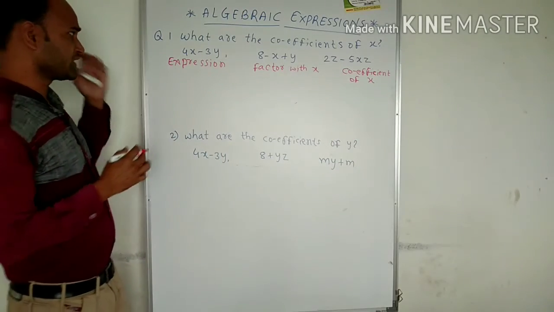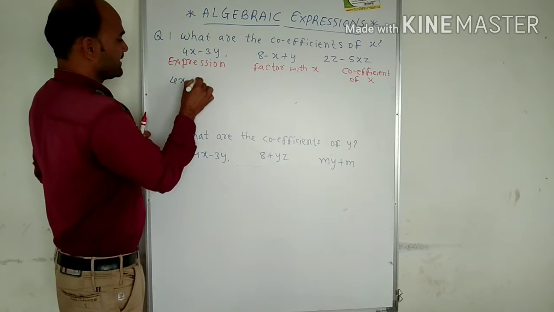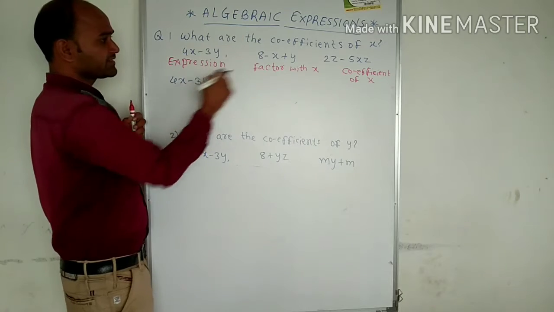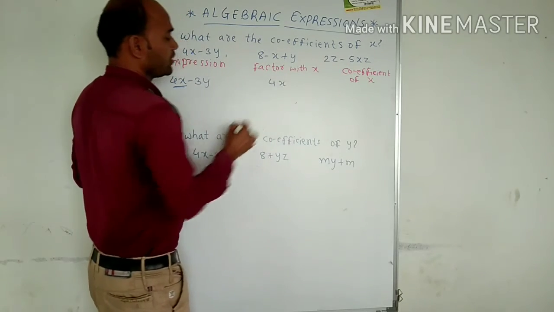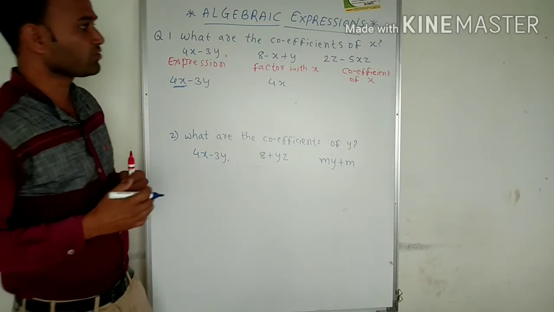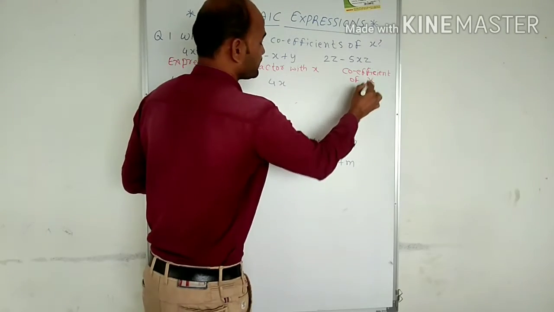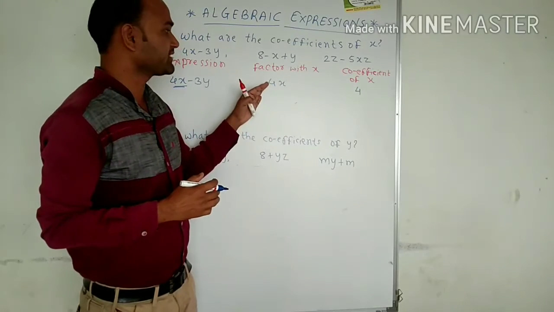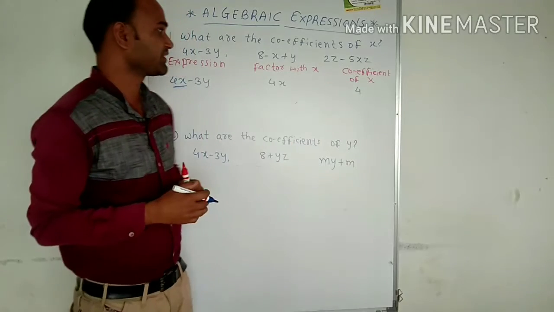The first expression we can see here is 4x minus 3y. Here the factor with x is this one, 4x, it has the x. So what is the coefficient of 4x? We can take here the coefficient of x becomes 4. What is the coefficient of x? The x coefficient becomes 4. 4x is there, so 4 is the coefficient of x.